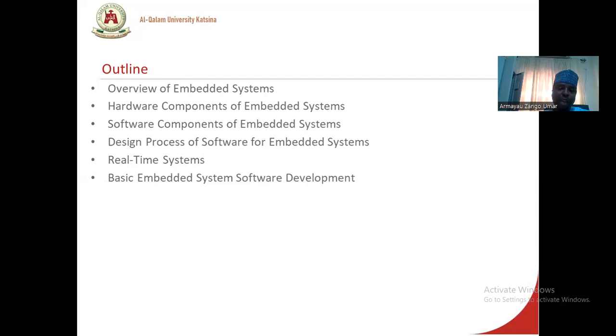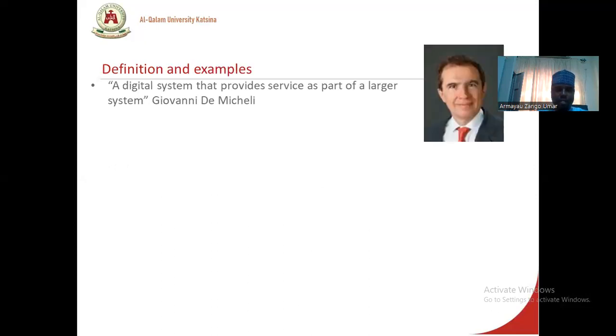We'll particularly pay attention to some category of embedded systems that have a real-time constraint, which means these systems interact with the physical environment, and the software or the component of the embedded system has to act within some time constraint. Then we look at basic embedded system software development. So, beginning with the definition.